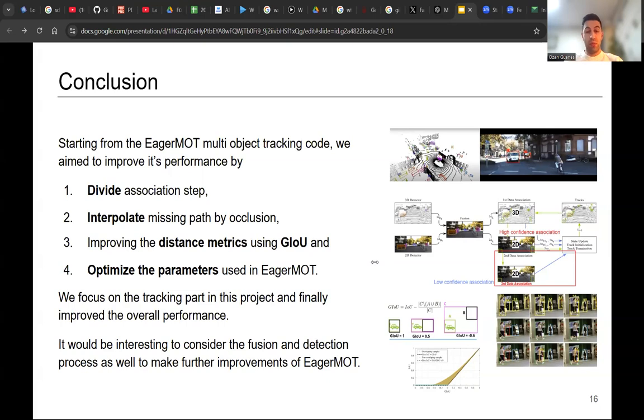We improved the matching metrics from intersection over union to generalized intersection over union. And we optimized the basic parameters used in EagerMOT. Through these approaches, focusing on the tracking part, we were able to improve the performance of the tracker. Although we were able to make improvements, it showed that further significant improvements need a paradigm shift of the basic approach. Such may be achieved by considering improving the fusion process or the detection accuracy.